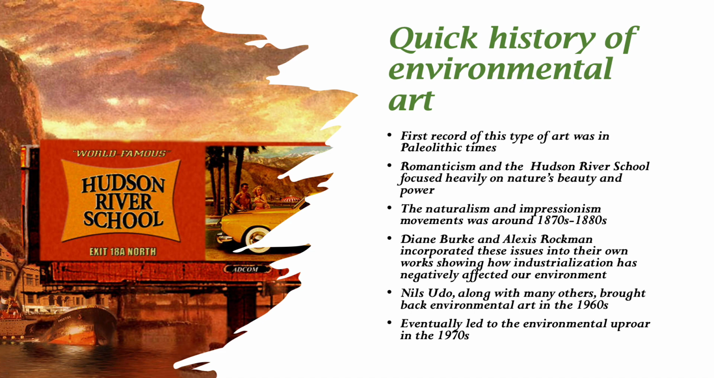Landscape paintings have shown the deep connection artists have with their physical environment and just how important that can be to an artist. Later, Diane Burko and Alexis Rockman incorporated these issues into their own works, showing how industrialization has negatively affected our environment. And then later, Nils Udo in the mid-60s moved to the German countryside in Bavaria and began to perform his art outside. Once he started to do this, he saw how nature was endangered and became an environmental activist.